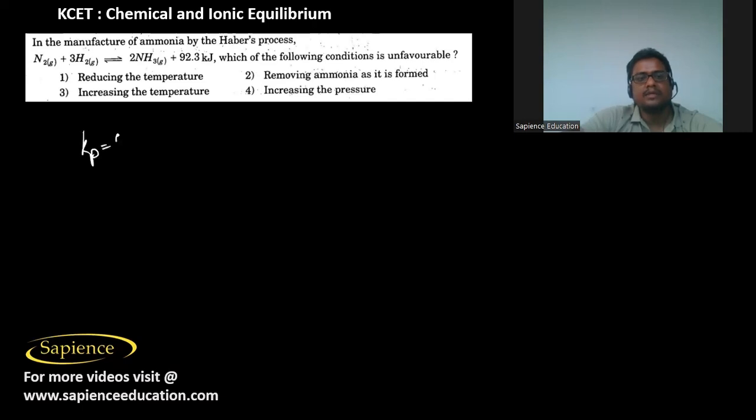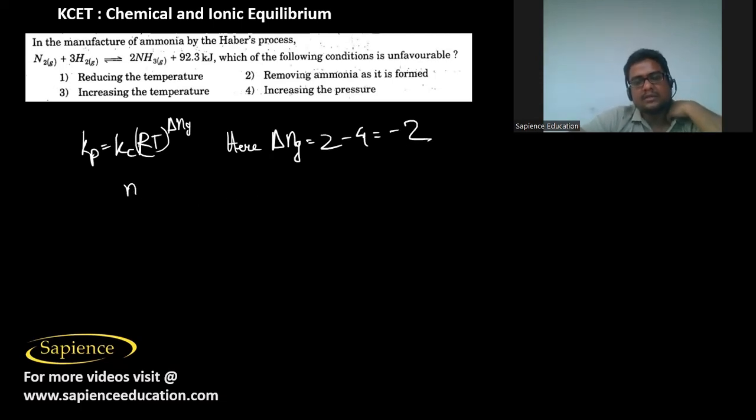So here we know that Kp equals Kc into RT power delta Ng. So here delta Ng, that is the number of moles of gaseous products minus the number of moles of gaseous reactants, so that is 2 minus 4, that is equal to minus 2. So according to Le Chatelier's principle, the equilibrium always shifts in that direction in which the pressure decreases, or in which the number of moles decreases.